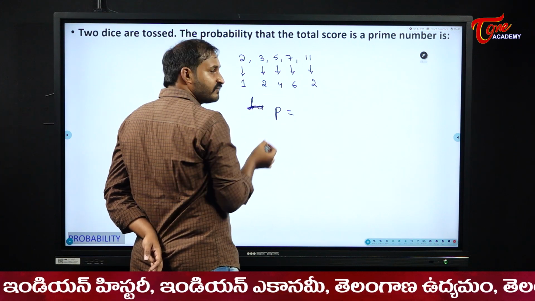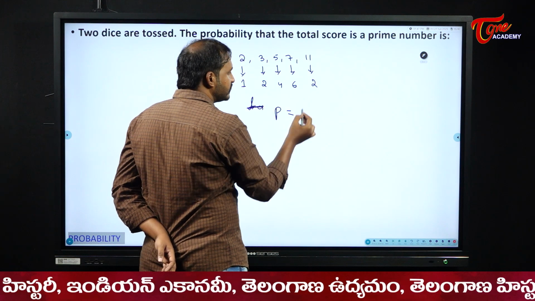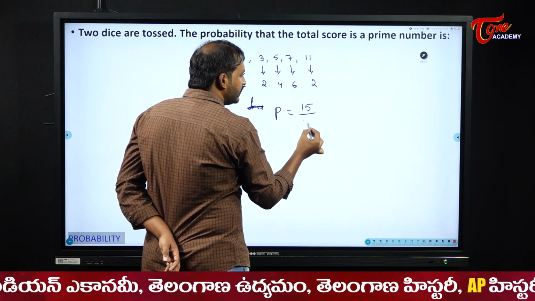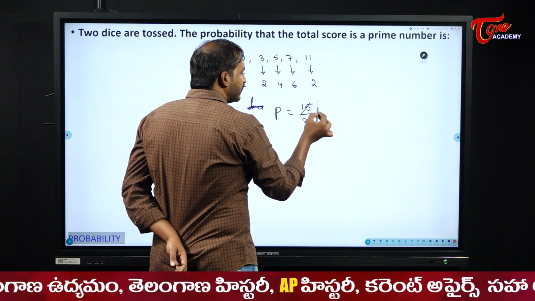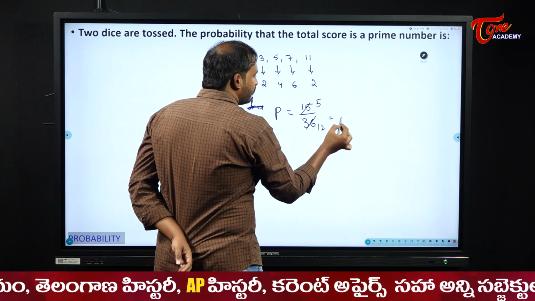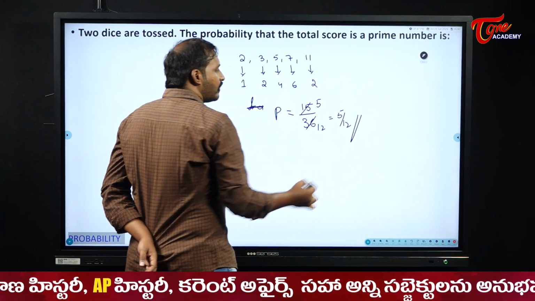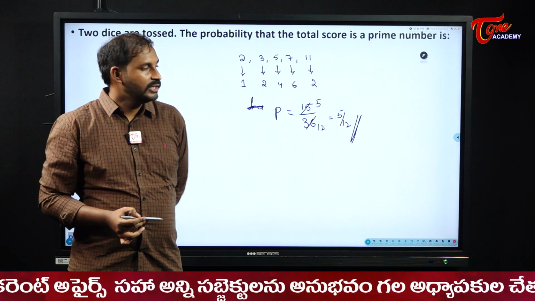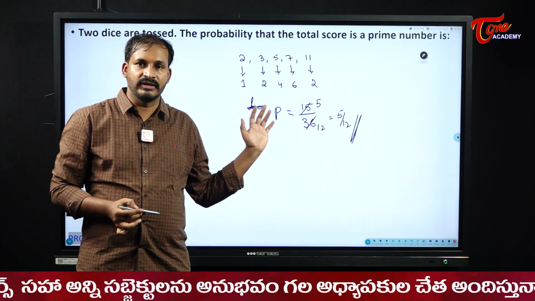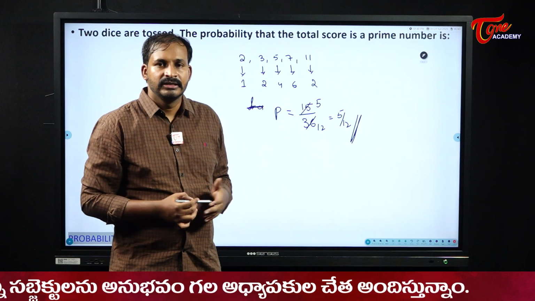1 plus 2 is 3, 3 plus 4 is 7, 7 plus 6 is 13, 13 plus 2 is 15. 15 by total chances, which are 36. So what will happen? 3 fives, 3 twelves: 5 by 12. It will save a lot of time, students. If you remember it, it will save a lot of time. If not, it will become difficult for us while solving, and it will take some more time.